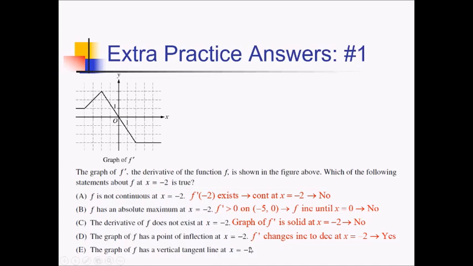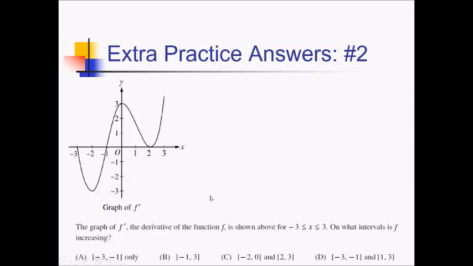Let's just look at choice E, just to be fair about it, though. Graph of f has a vertical tangent line at x equals -2. Well, if f had a vertical tangent line, then the derivative would not exist at x equals -2. Since f prime of -2 does exist, this statement is also false, so choice D it is.